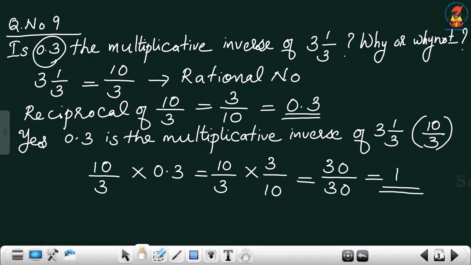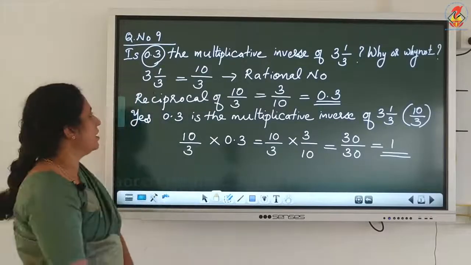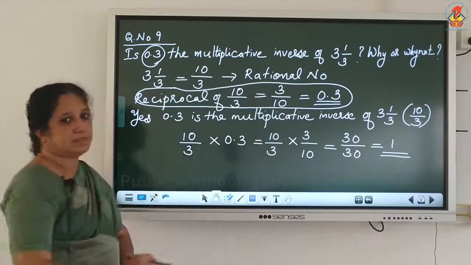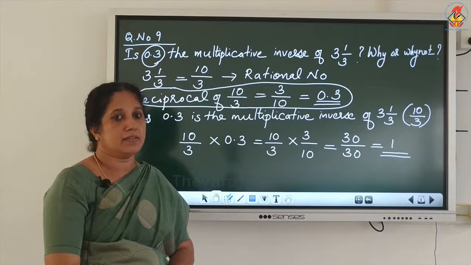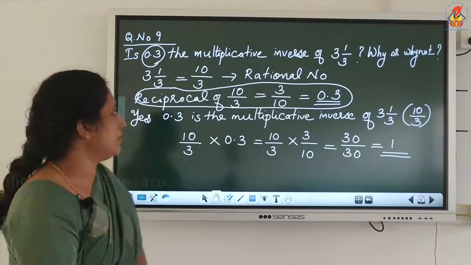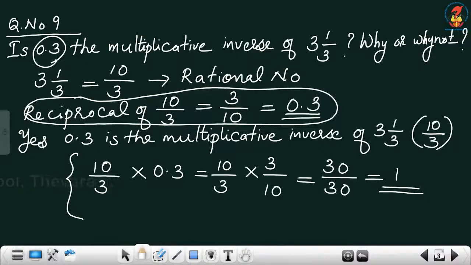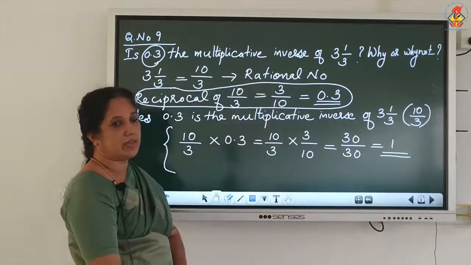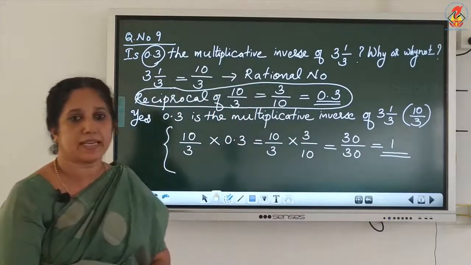So, that property is satisfied here. The rational number multiplied with its reciprocal, the product is always 1. So, we can say that 0.3 is the multiplicative inverse of 3 and 1 by 3. If you want, you can simply check whether you are getting the reciprocal or not, and we can say whether it is the multiplicative inverse or not. After that, you have to say the reason clearly. What is the reason? A rational number multiplied with its reciprocal, the product should be equal to 1. Here we got the answer as 1. Therefore, 0.3 is the multiplicative inverse.